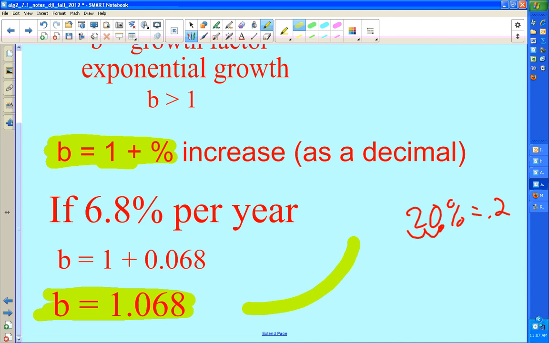The key to this is when B is greater than 1, you have growth. Exponential growth, B has to be greater than 1. That's your key.